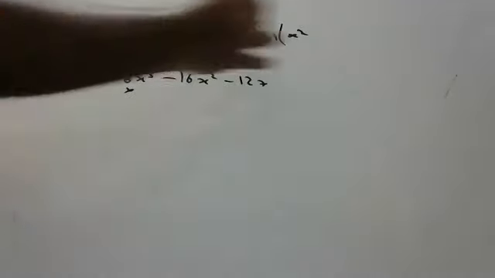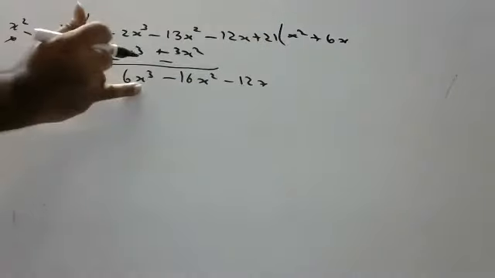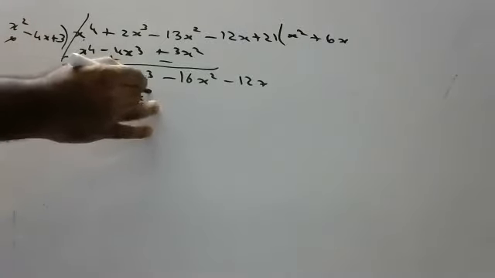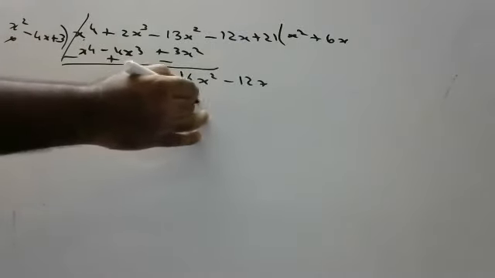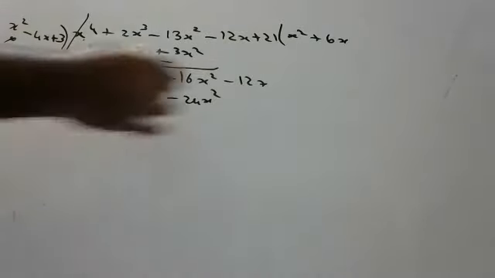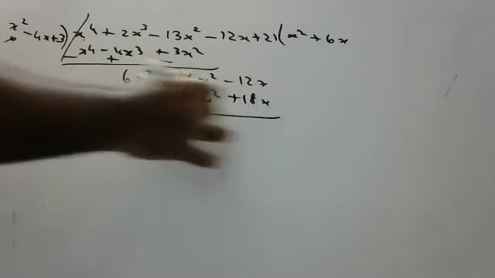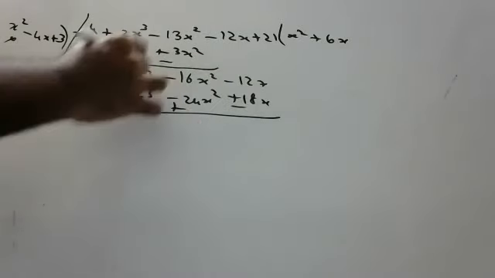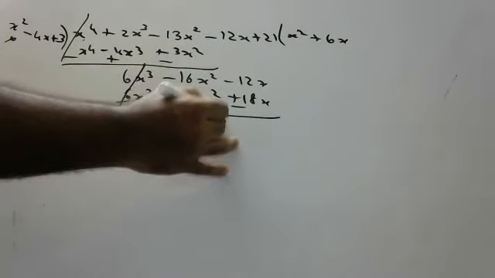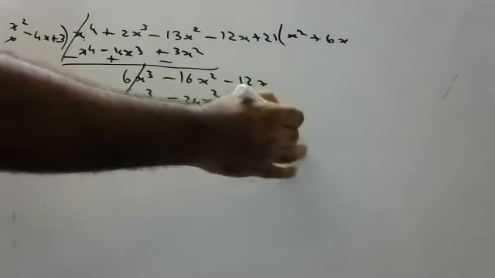6x³ by x² is 6x, children. Just 6x. So 6x into x² is 6x³. 6x into minus 4 is minus 24x². 6x into plus 3 is plus 18x. Minus plus minus gone, children. So plus 8x² minus 30x plus 21.